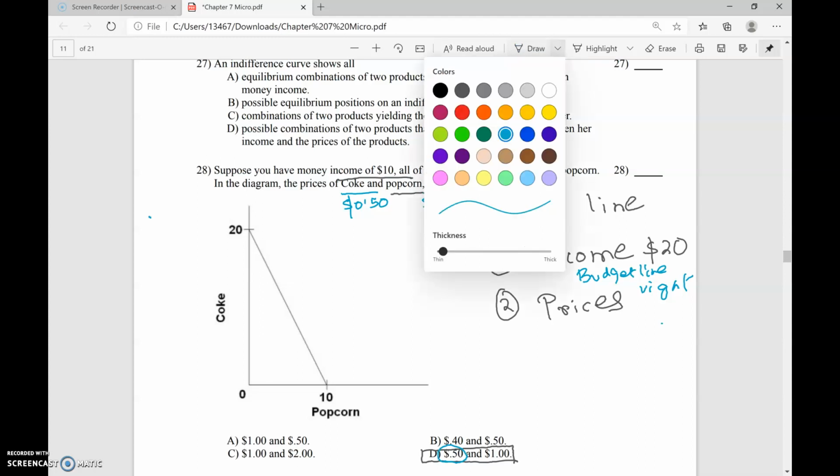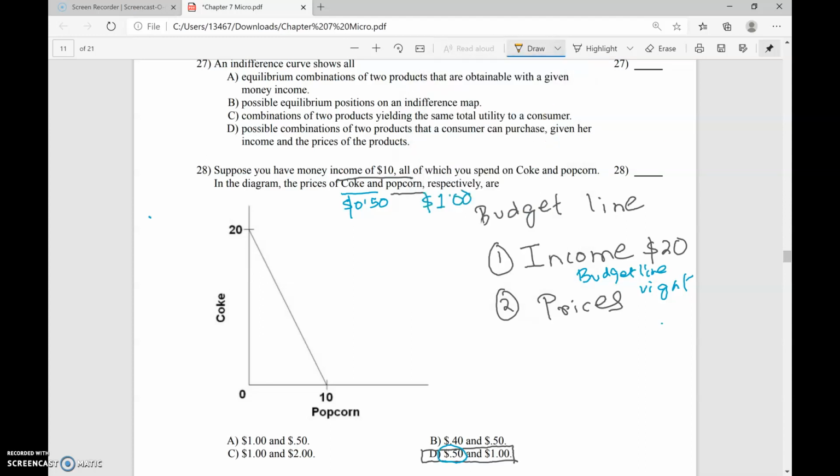Now let's make the assumption that the price of popcorn went down from $1 to 50 cents, price of Coca-Cola staying the same. What changes is this number here, because nothing happened to the price of Coca-Cola. The price of Coca-Cola stayed the same. Only the amount of popcorn consumed went up. So it looks like there is a pivot outwards. Okay.